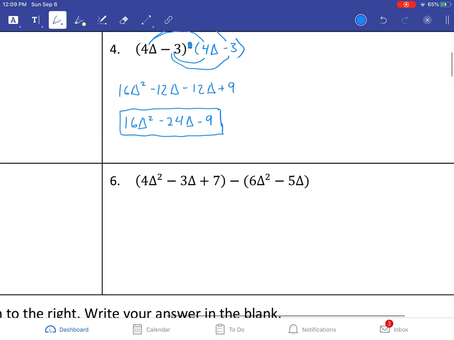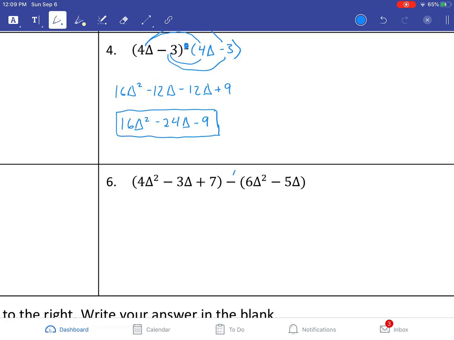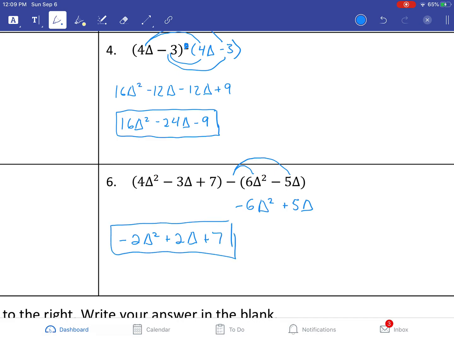Lastly, number 6 is a lot like number 2. You're going to distribute that negative sign to the two terms in the parentheses. So you get -6 triangle squared and +5 triangle. And now you're just going to combine those terms with the other terms in the first set of parentheses. So 4 triangle squared minus 6 triangle squared is -2 triangle squared. -3 plus 5 is +2 triangle, and then +7. There you go. That is the first 6.